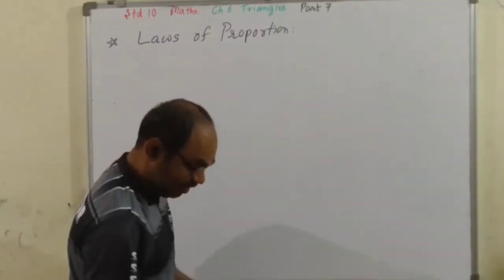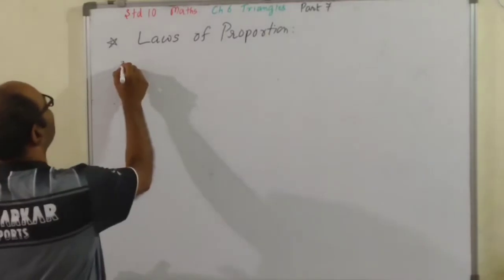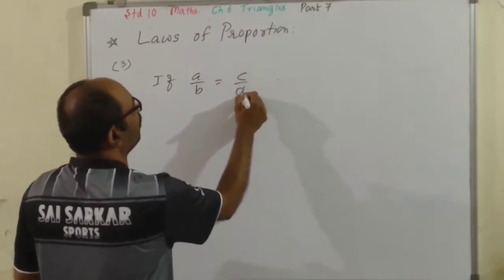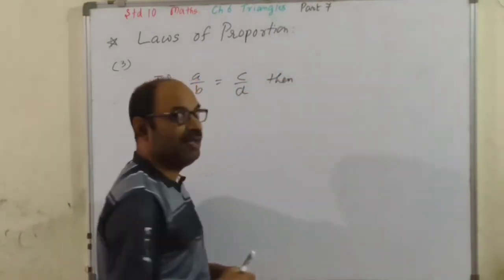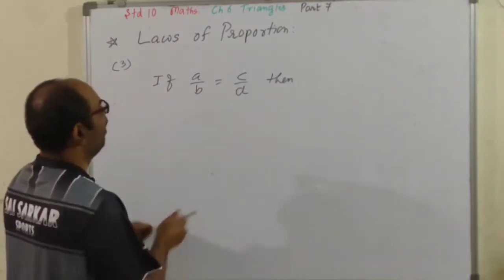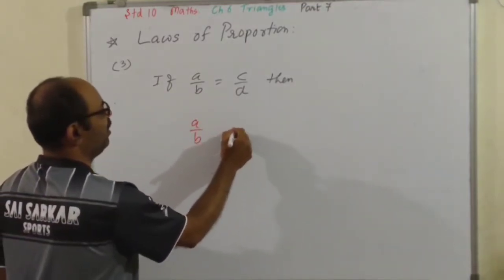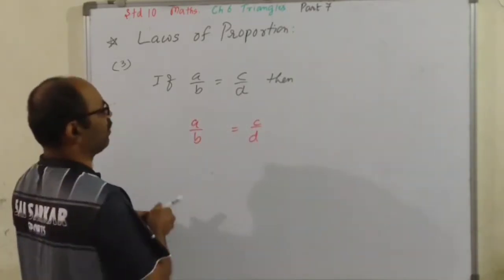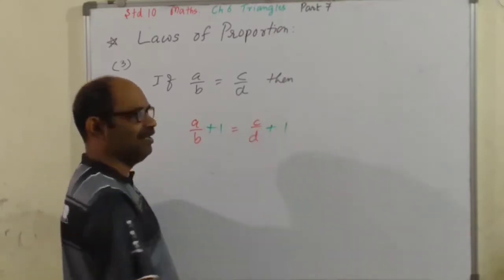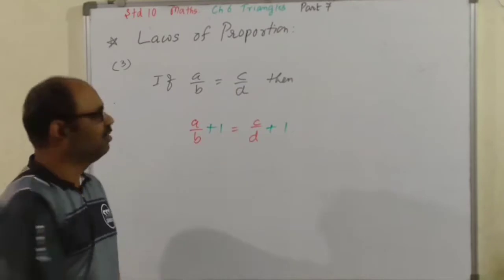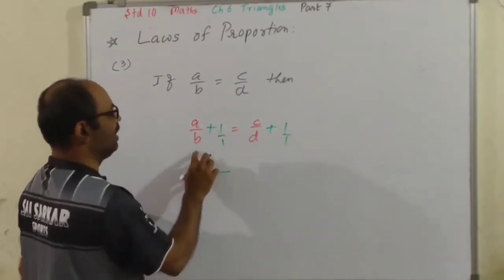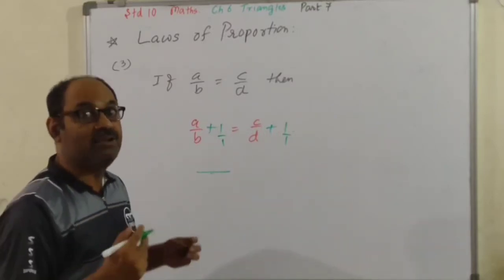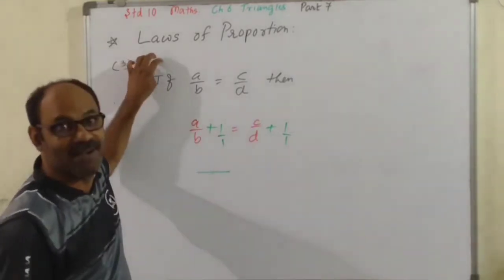Alright. As I said, the third law is very interesting. If A upon B is equal to C upon D, then, very interesting, look. A upon B is equal to C upon D. Left hand side is equal to right hand side. So by Euclid's property, let's add 1 on both sides. 1 upon 1, 1 upon 1. What is the LCM on the left hand side? Yesterday finding the LCM in that sum was a little bit difficult. But you don't need to find the LCM once you learn this third property.